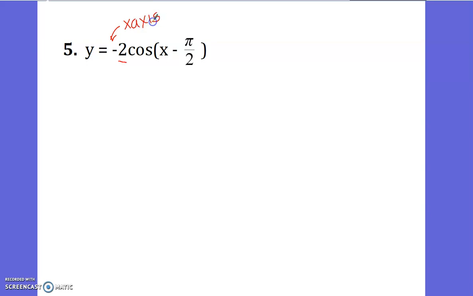So here's our x-axis reflection. This is a vertical stretch by 2, and then right pi over 2.